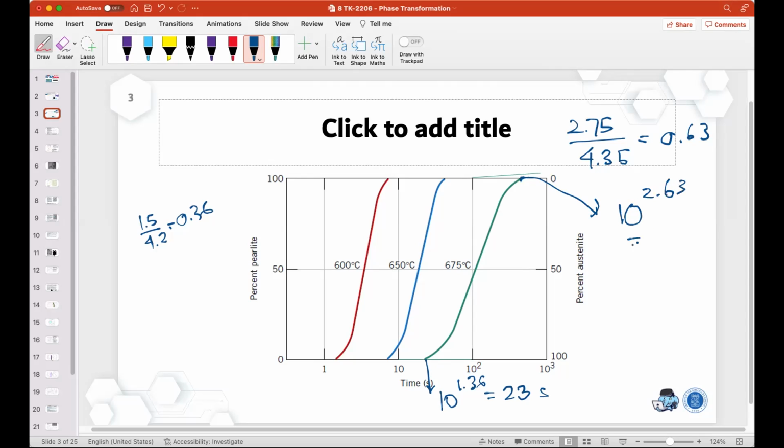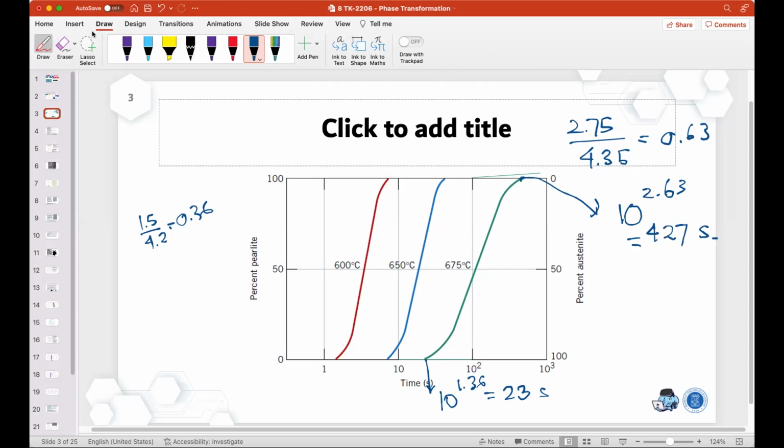2.63, which is, if I and then make the 10 to the 2.63 equal to 426 or 427. So this equal to 427 seconds.